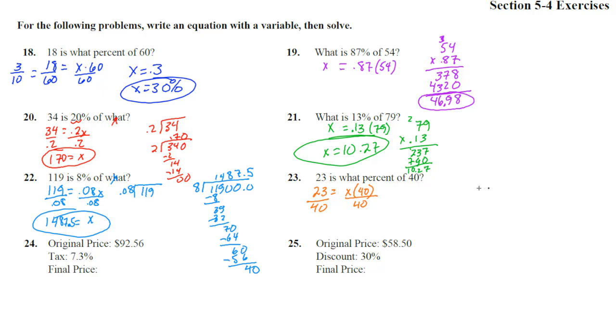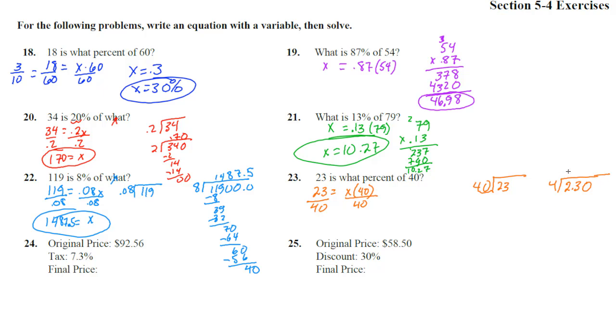23 divided by 40. Let me see, we can move the decimal. So we're actually at 4 goes into... see, we move it this way, 2.30. Well, let's carry out a decimal or two.